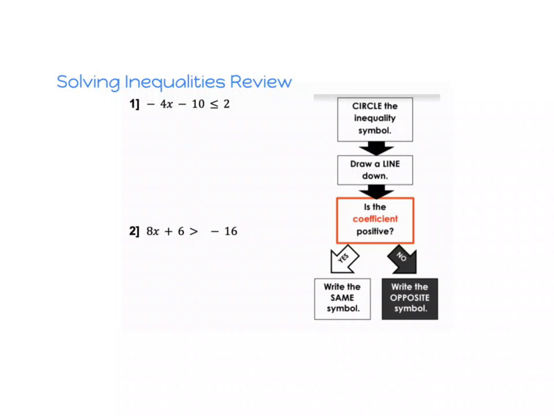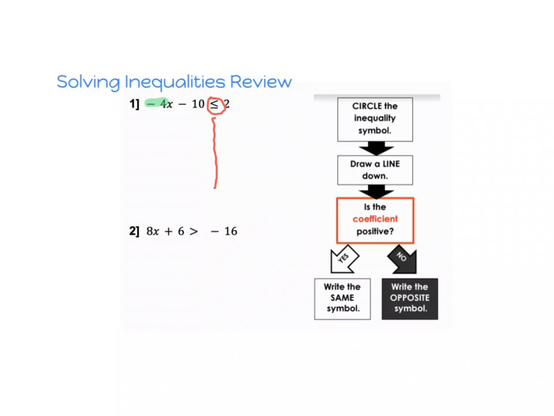So the first thing I want to do is circle my inequality symbol. So in this case I have less than or equal to. Then I'm going to draw a line down just like we would with equations, where anything we do to one side we're going to do to the other. But I need to check on my coefficient, because with inequalities there's that special step.